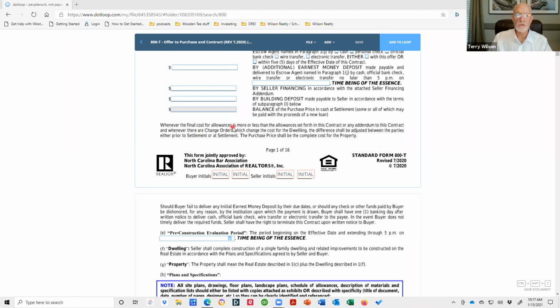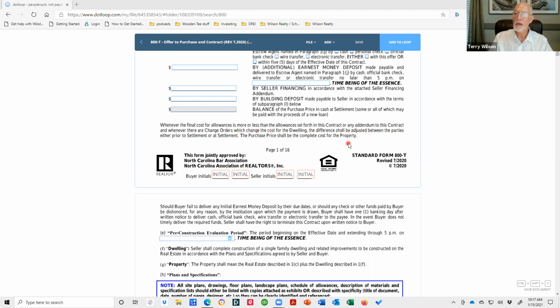Whenever the final cost for allowances is more or less than the allowances set forth in the contract or any addendum to this contract, and whenever there are change orders which change the cost of the dwelling, the difference shall be adjusted between the parties either prior to settlement or at settlement. The purchase price shall be the complete cost for the property.